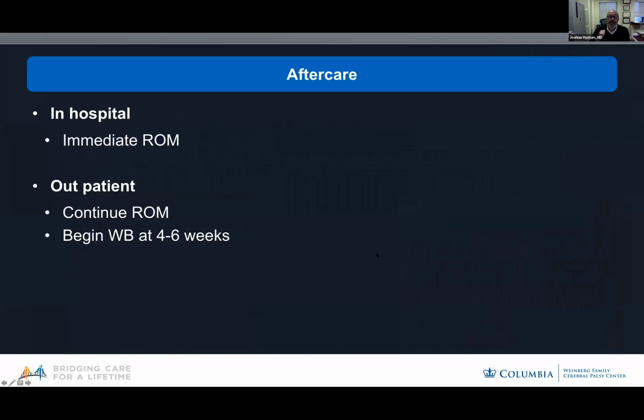Afterwards, we want to begin immediate range of motion in the hospital. Post-operative pain management is critical. These children typically will be managed with epidural catheters. Once they leave the hospital, again, it's critical to maintain their range of motion. And we will usually begin weight bearing at about 4 to 6 weeks.